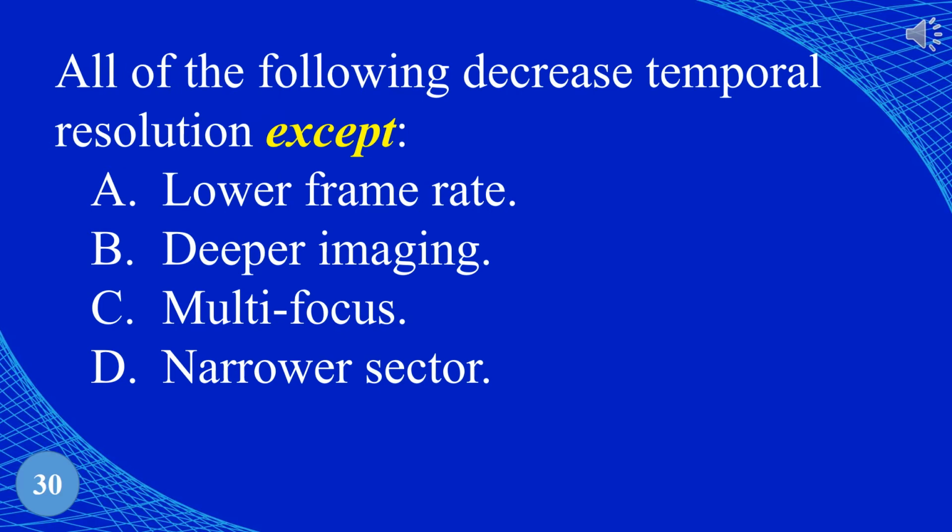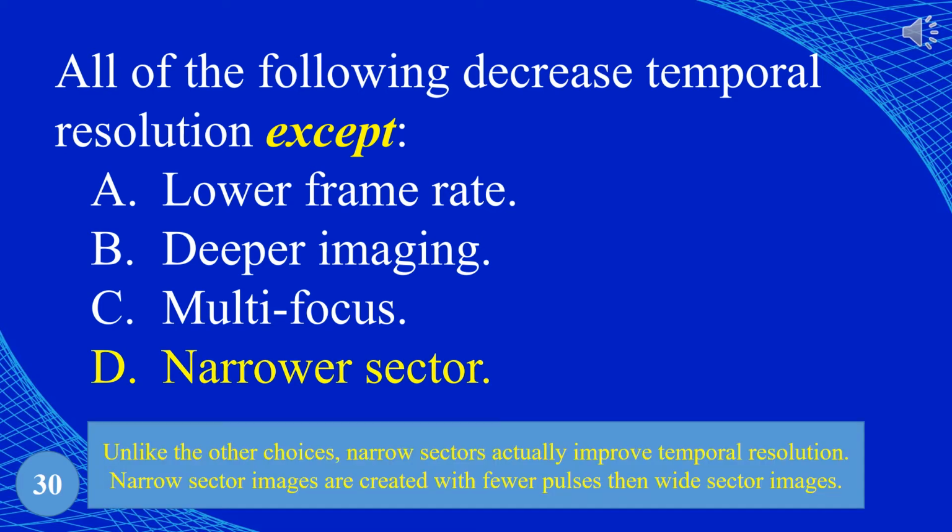All of the following decrease temporal resolution except A. Lower frame rate. B. Deeper imaging. C. Multifocus. D. Narrower sector. The answer is D. Narrower sector. Unlike the other choices, narrow sectors actually improve temporal resolution. Narrow sector images are created with fewer pulses than wide sector images.